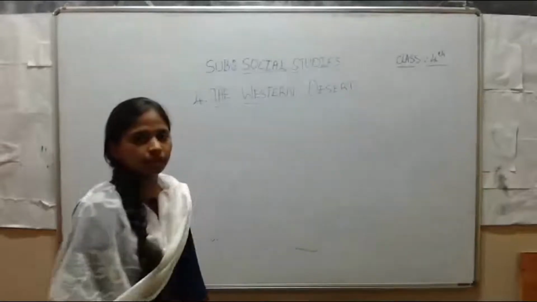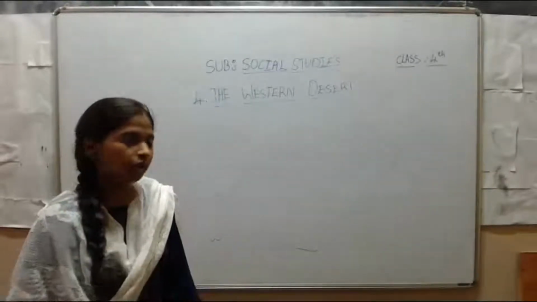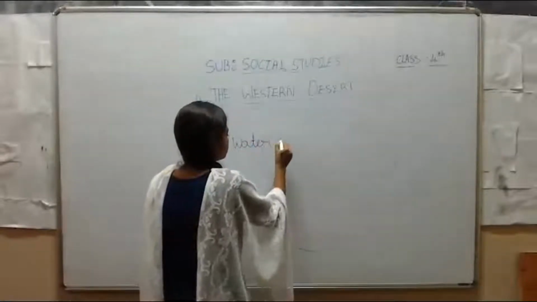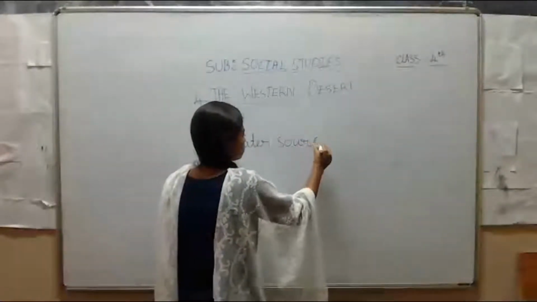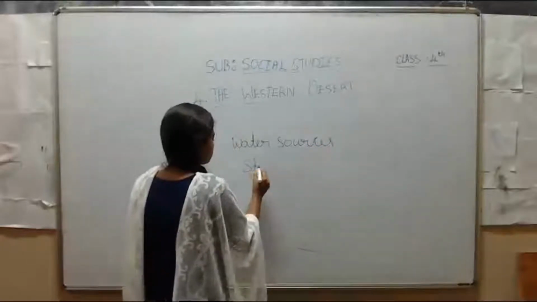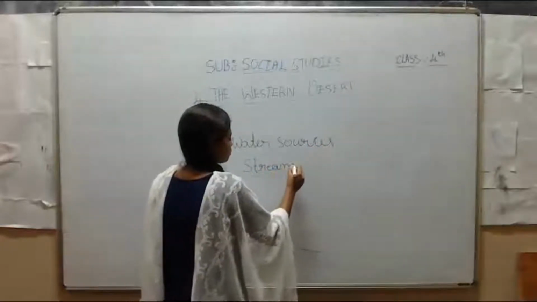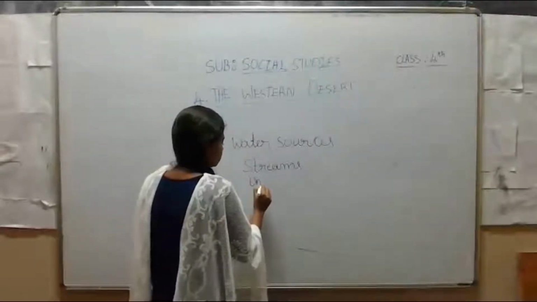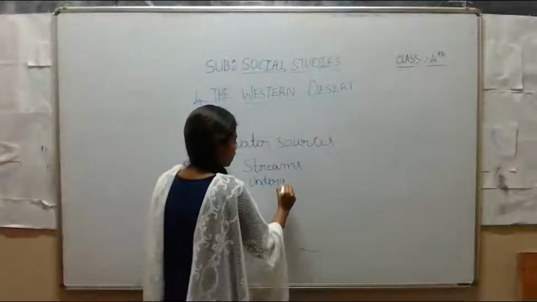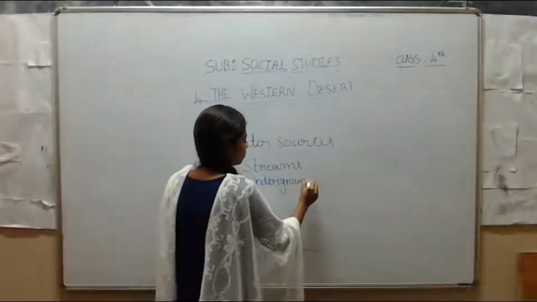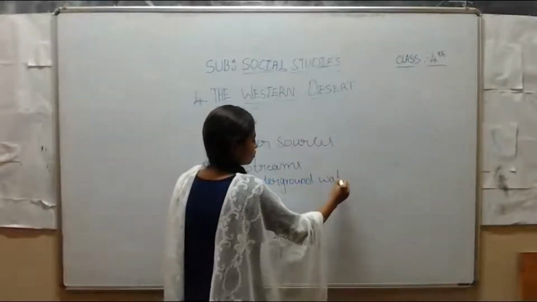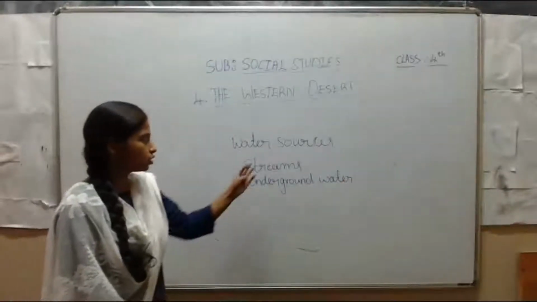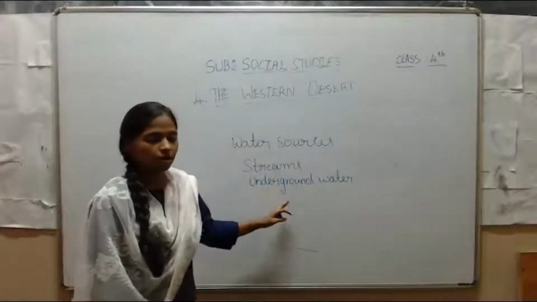So where do people live in the desert? Yes, people live near the water sources. The main water sources are streams and underground water. So, in the desert area, you can observe water sources like streams and underground water.